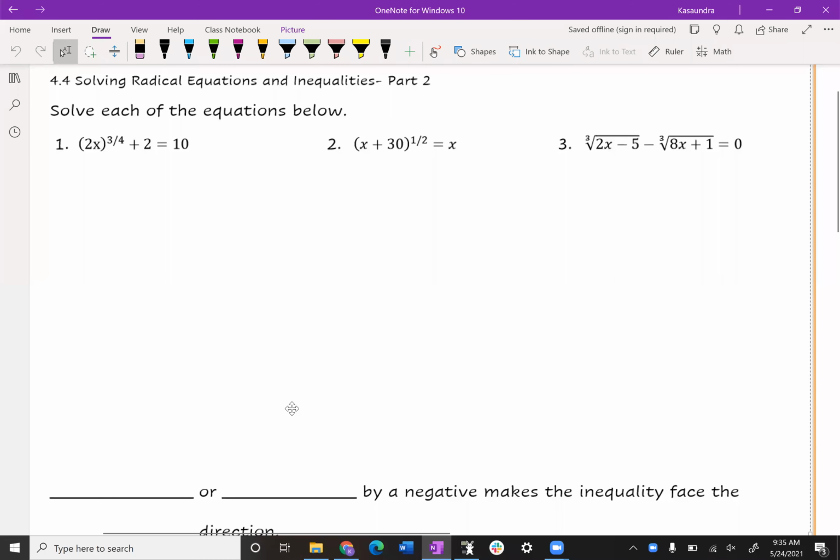All right, so let's take a look at 4.4 part 2. We're going to solve these equations. And again, I take care of what is outside that exponent. I'm going to subtract 2 on both sides first.